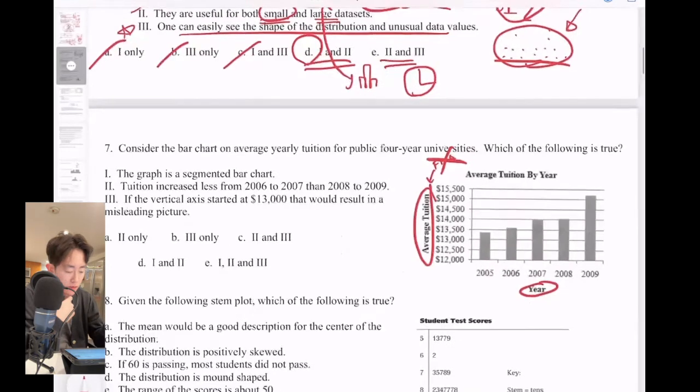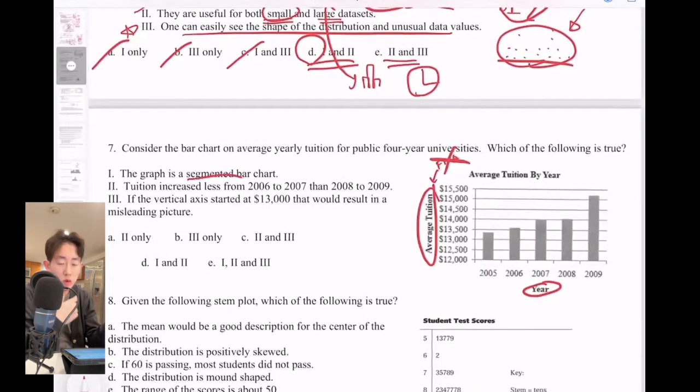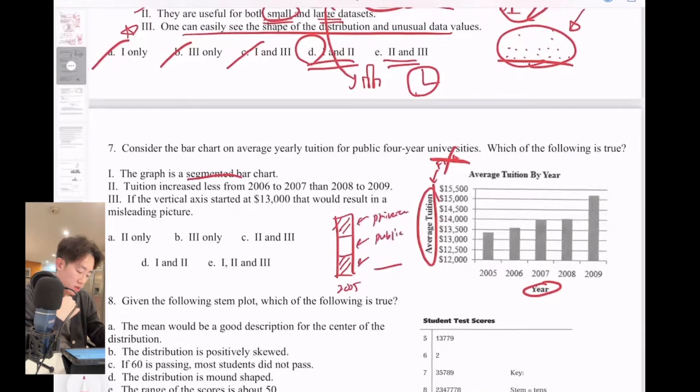Okay, so the graph is a segmented bar chart. Now, if you have no idea what a segmented bar chart means, it means one data set at 2005, and you can represent one average tuition based on private, public, or independent, like different types of colleges maybe. So on one data point, they will have a different colored shape. Let's say here, here, here. So this would be for private, public, or some other kinds of universities, I would say. That will be called a segmented bar graph.